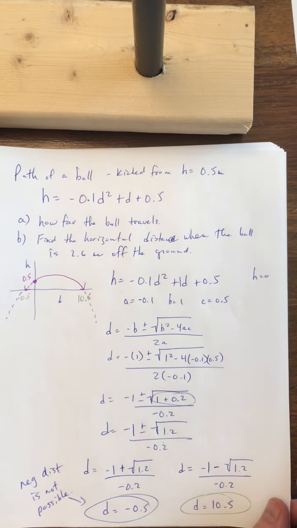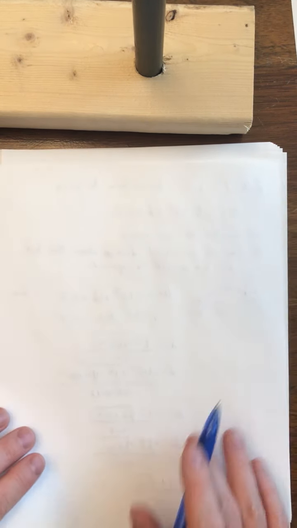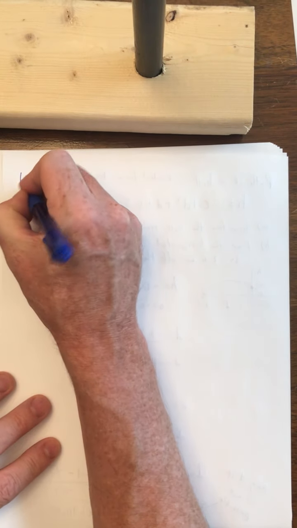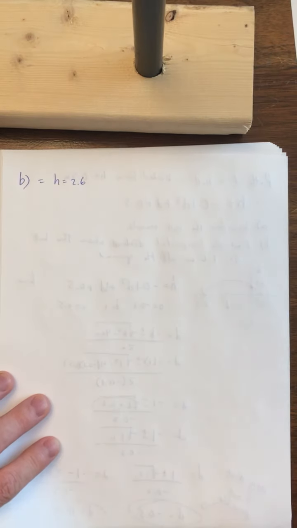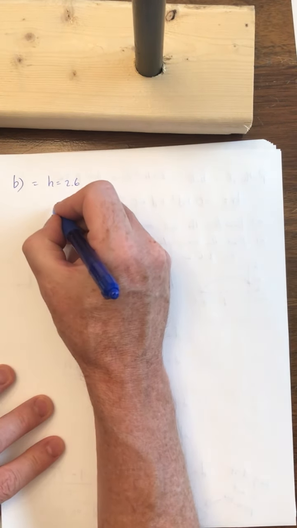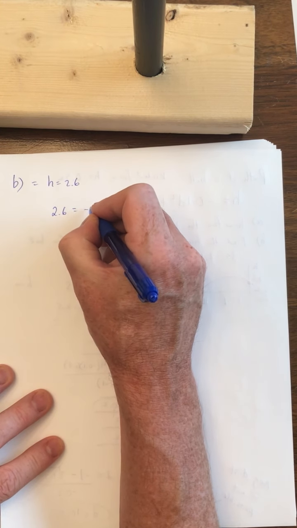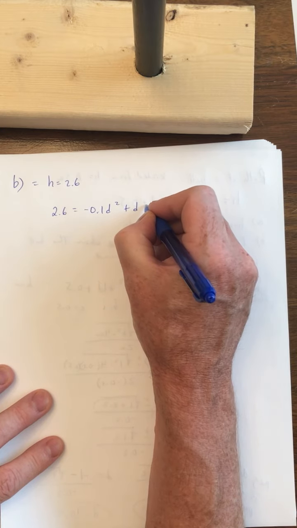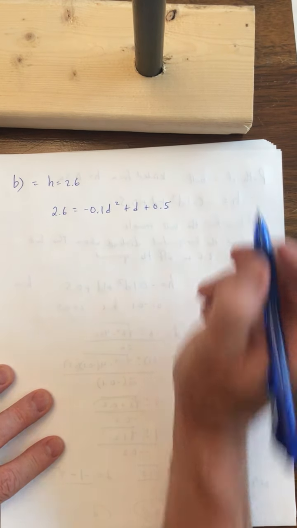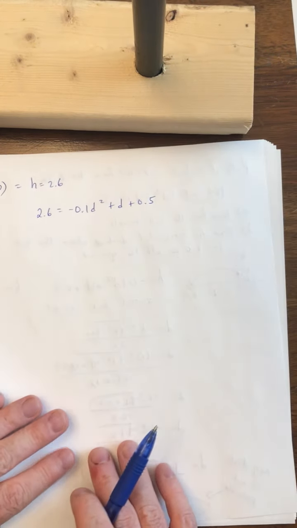Find the horizontal distance when the ball is 2.6 meters off the ground. So for part B, we want to know when the height is 2.6. So we can put that into our formula. 2.6 is equal to -0.1d squared plus d plus 0.5. So I took our original formula here and I put in a height of 2.6.